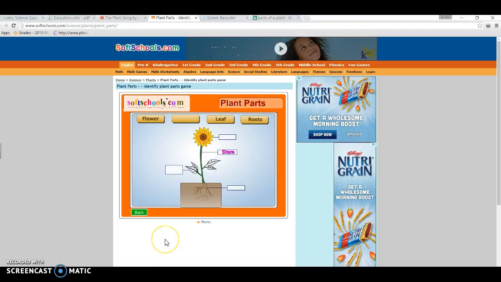And then tomorrow in class, we're going to be doing an experiment with celery. Have any of you ever had celery before? Well, we're going to put celery in a bottle and we're going to see how nutrients are carried through the celery, and it's going to be like a stem, and it's going to be really cool. So make sure you practice this information so tomorrow in class when we go over this, you'll know exactly what I'm talking about.